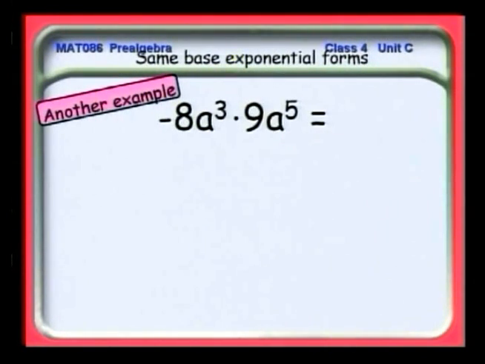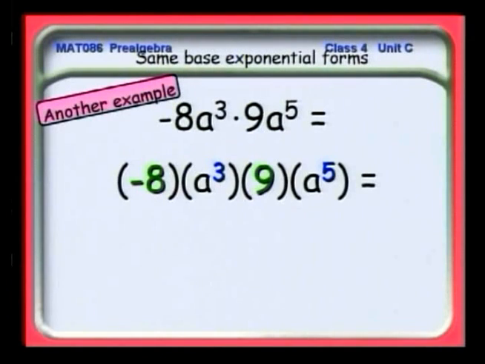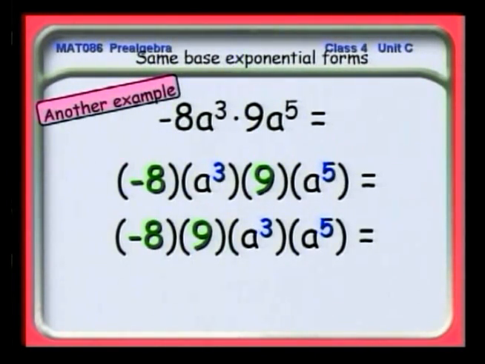I'm going to hesitate between each statement so that you can do this in your head as I do it. The first thing we need to do is to group the coefficients and the terms with the exponents. I can write that down now as separate multiples, indicating that I know I have a minus 8 times a cubed times 9 times a to the 5th. Then I put the coefficients together, the numbers together, and the variables.